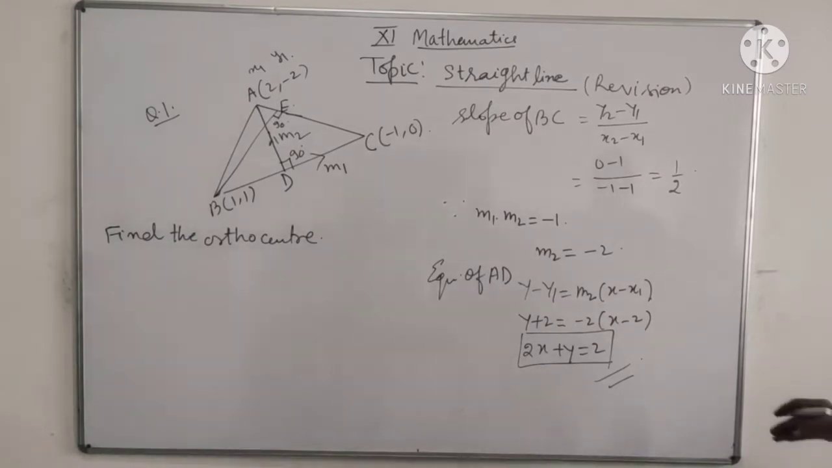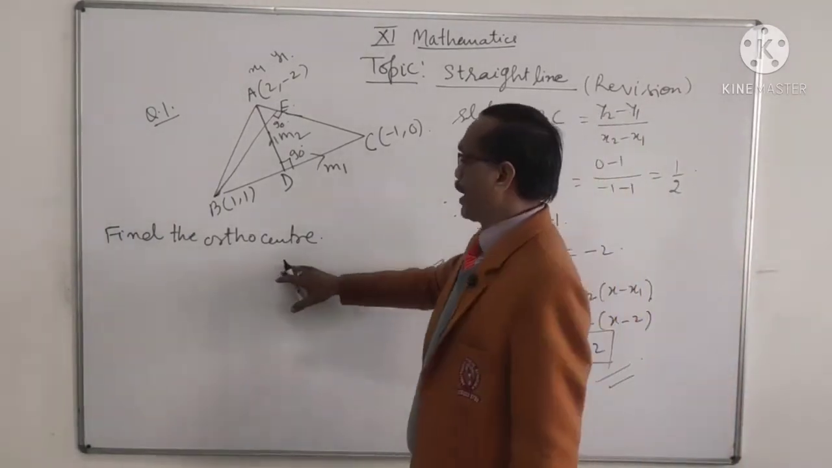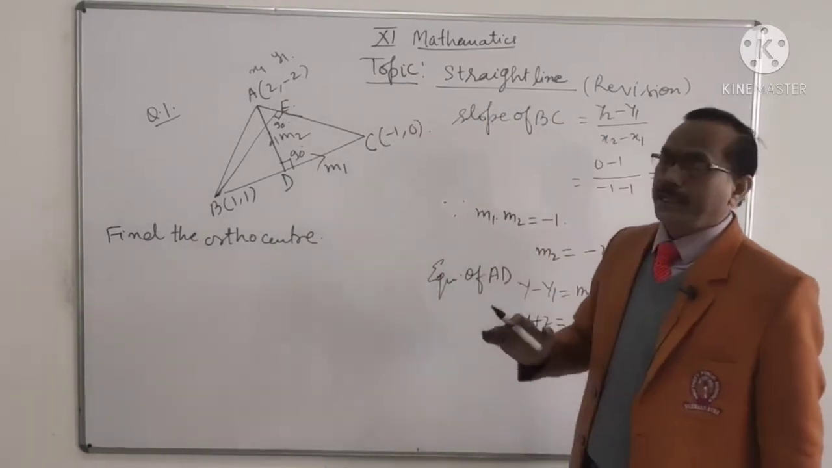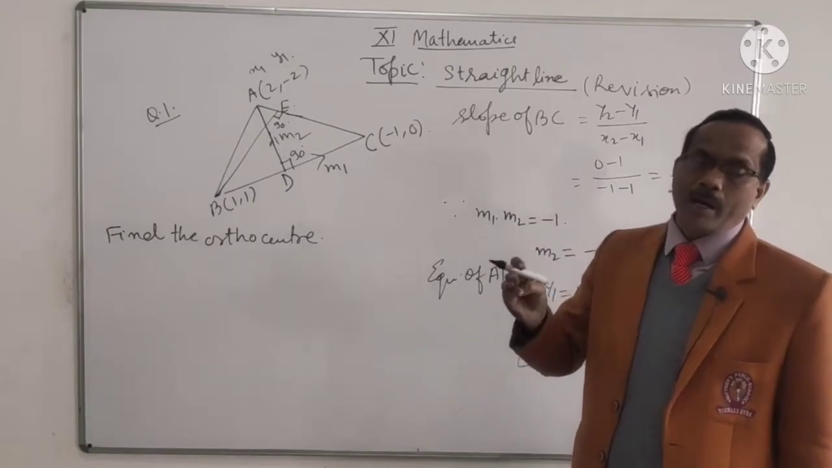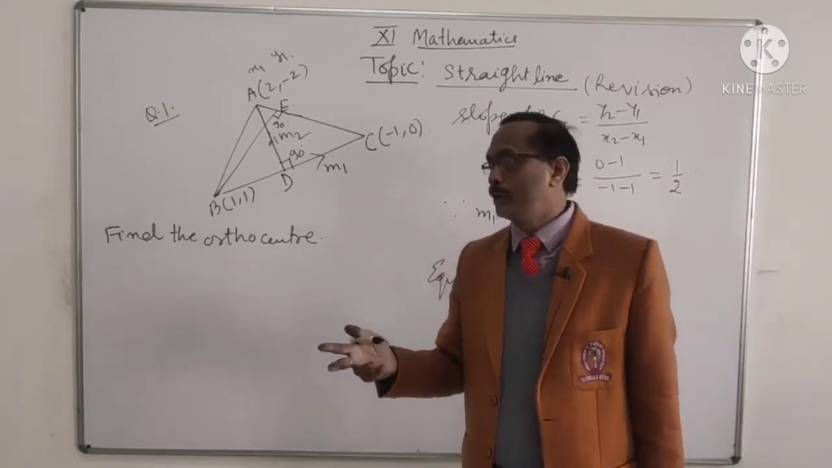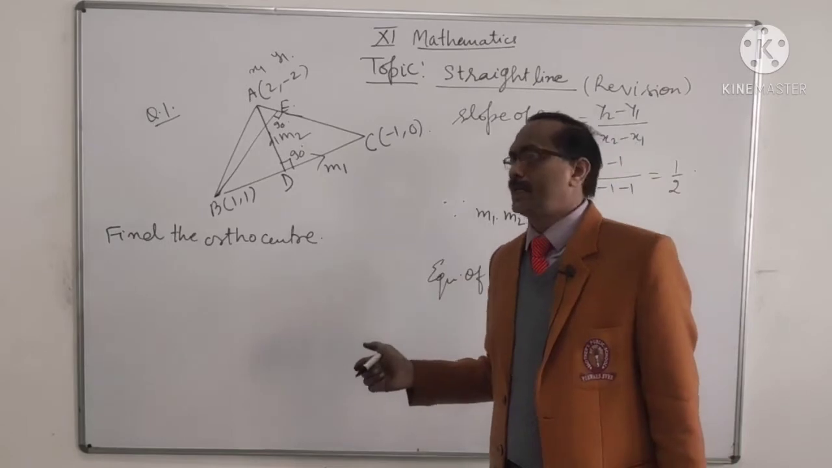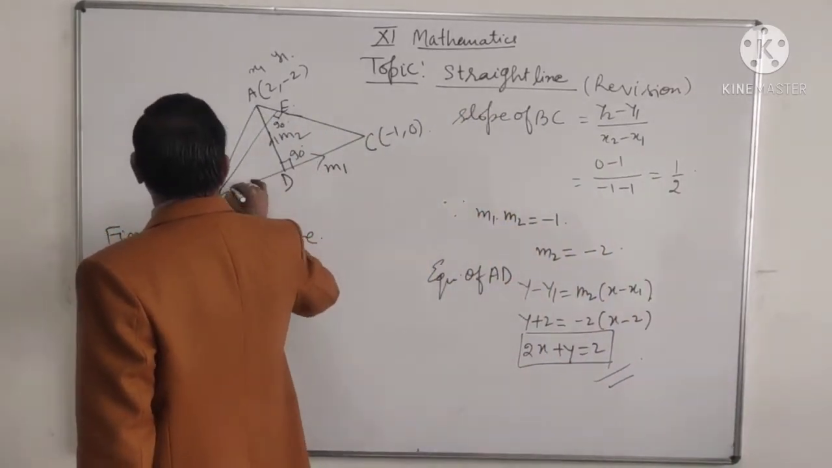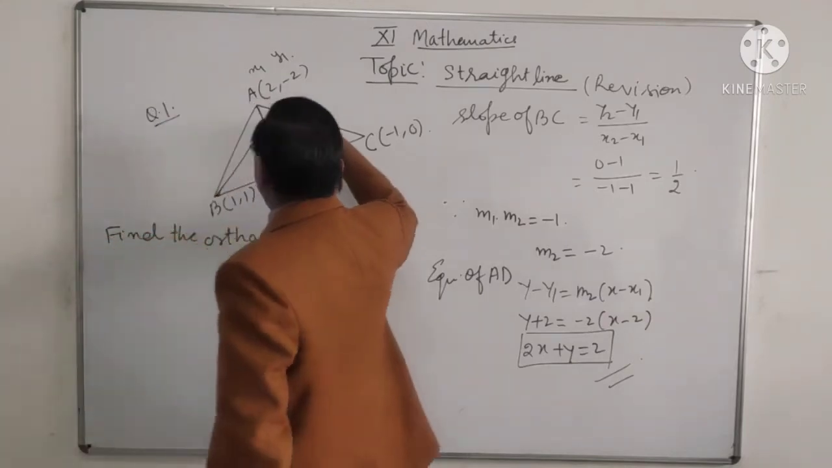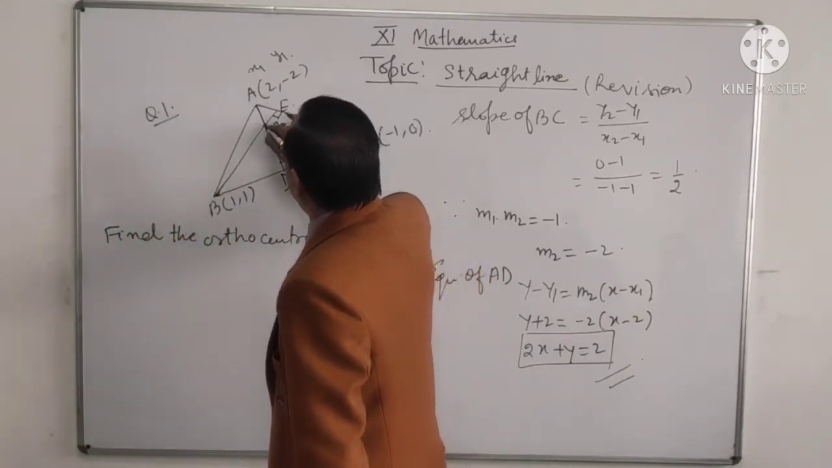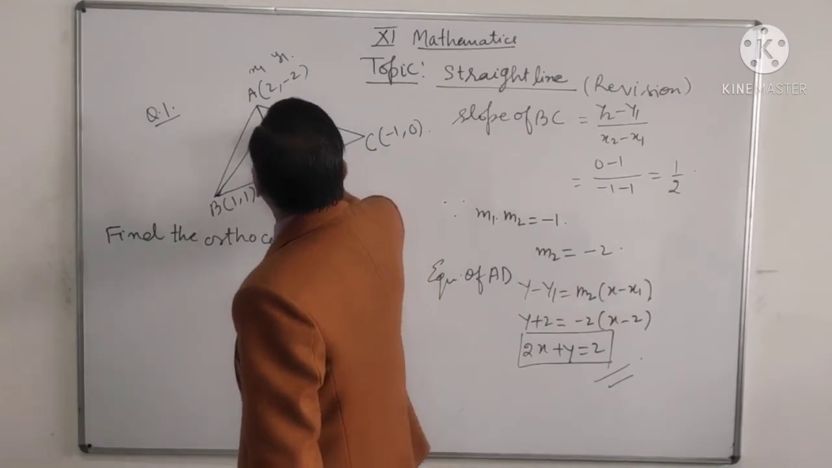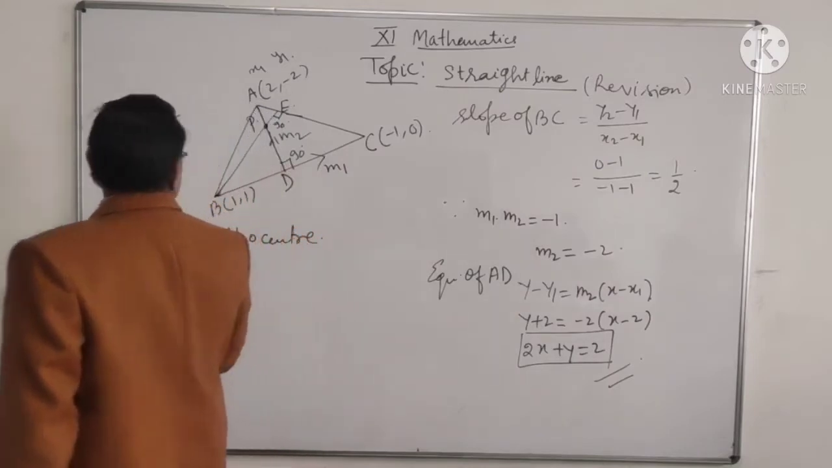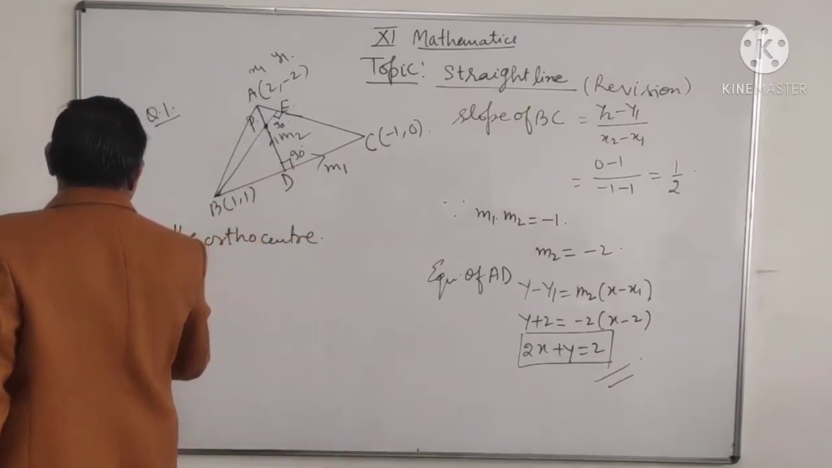Now I am continuing the question. Also find the orthocenter. So to find the orthocenter, we need one more altitude. Then the point of intersection of two altitudes is the orthocenter. So let us find slope of AC. Another altitude is BE, and this point is the orthocenter. It is point P.